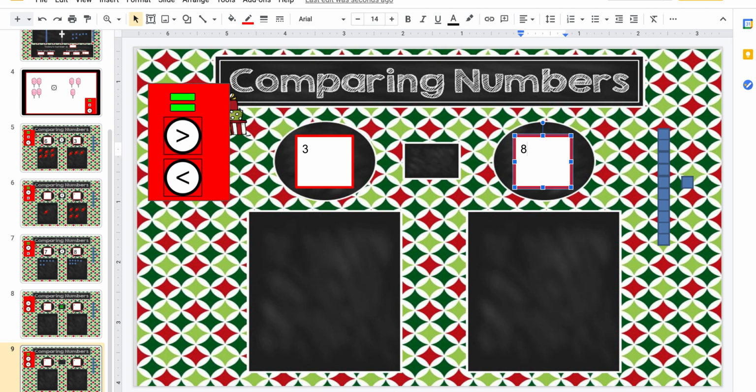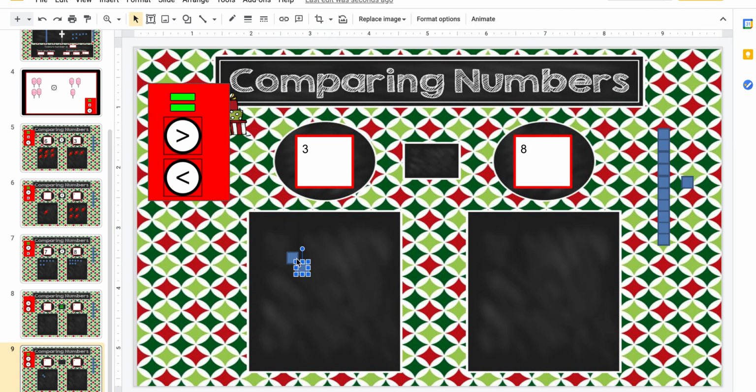The first thing you need to do is set up the picture, right? So I'm going to set up ones. Okay, there's my 3. Now I need to set up my 8. Move on over. 8. And I'm going to put them in my 10 frame, my imaginary 10 frame, right? That way I can see them really fast. Which group has more? The 8.